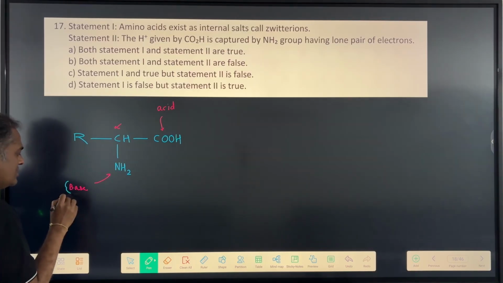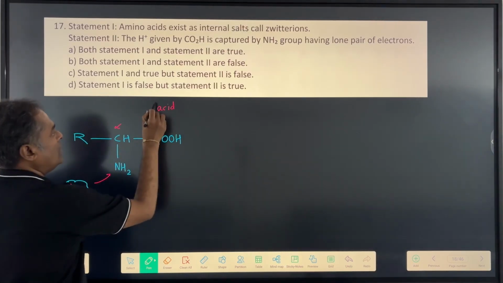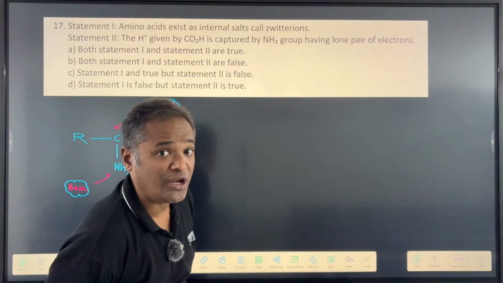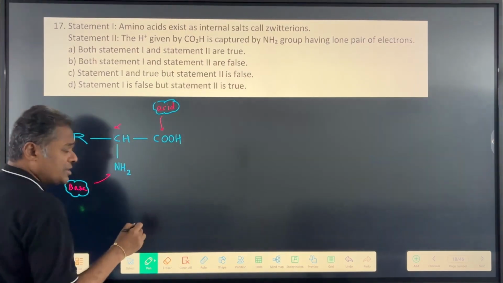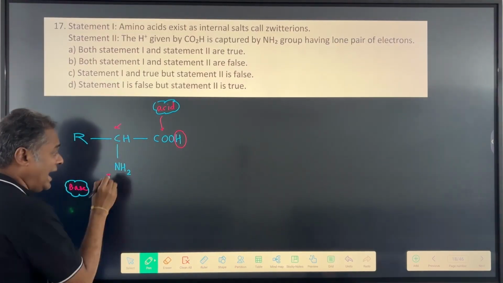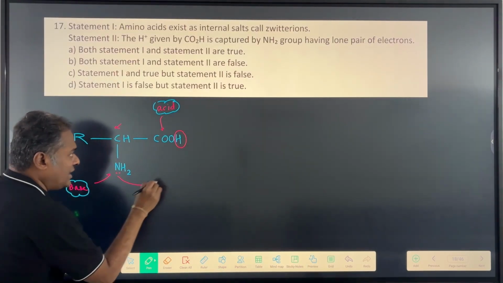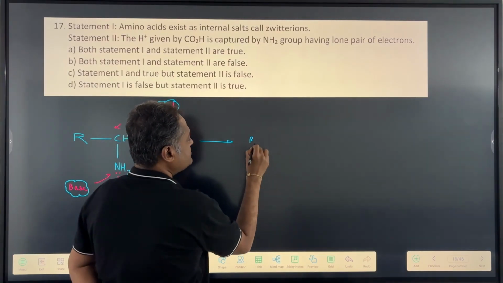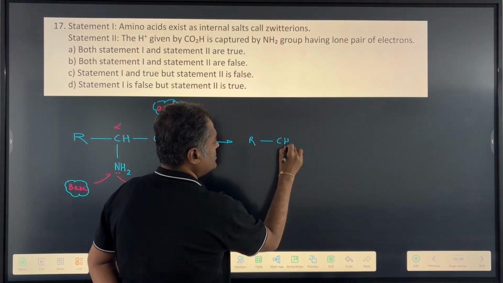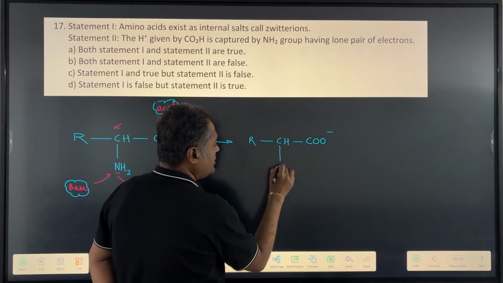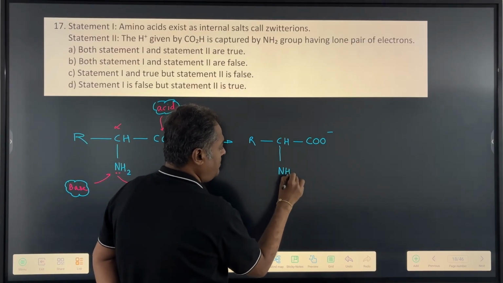Is the term clear? Now you tell me one thing, what are acids? Acids are nothing but proton donors, and what are bases? Proton acceptors. So can't you see over here in this case, your acid will lose its H and your amino group will take that H. Will it? That gives you what? R, CH, COO minus, and here you will get NH3 plus.